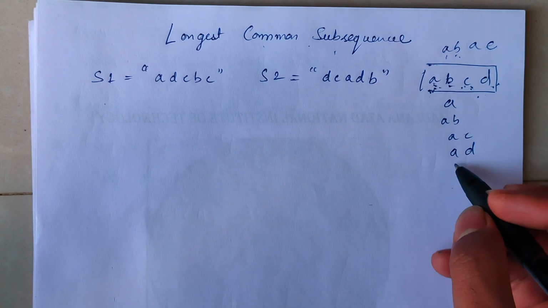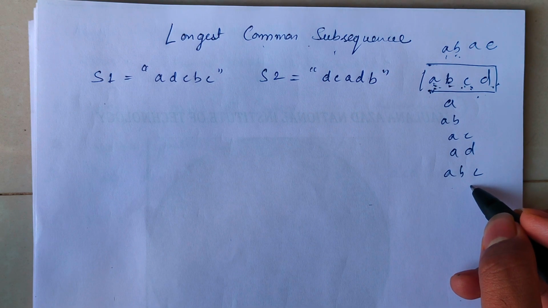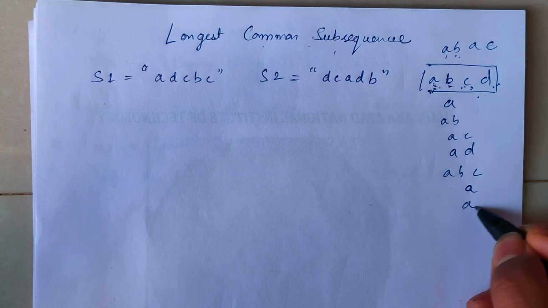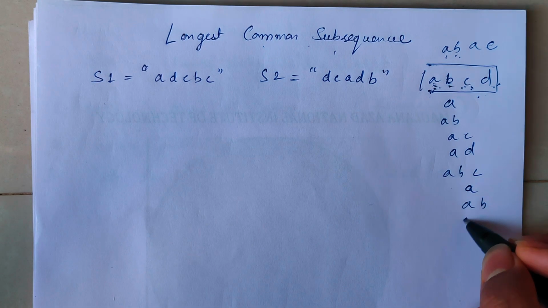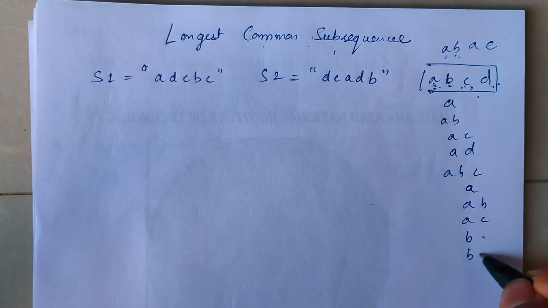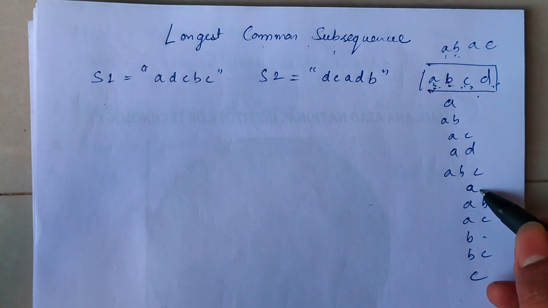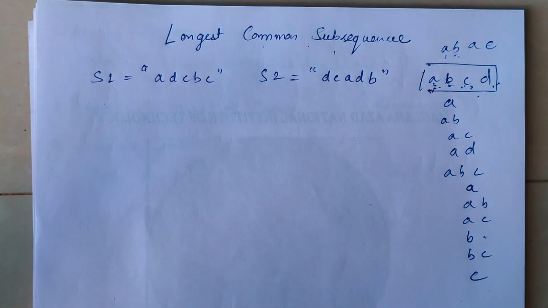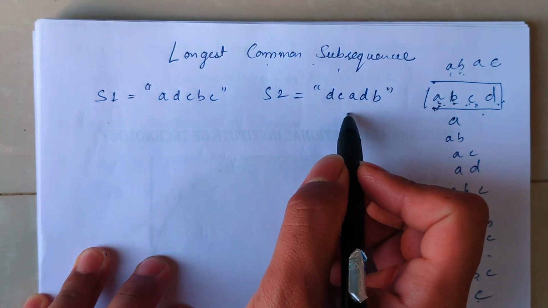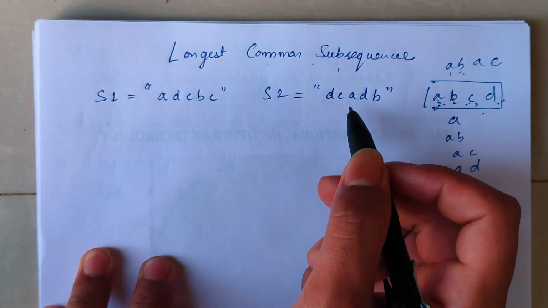So if we calculate the subsequences of A, B, C, right? So the subsequences could be A, AB, AC, B, BC, C, right? So among these two strings, we need to calculate the longest common subsequence.